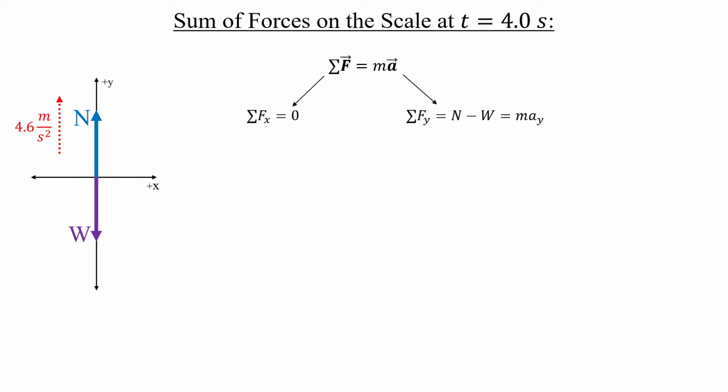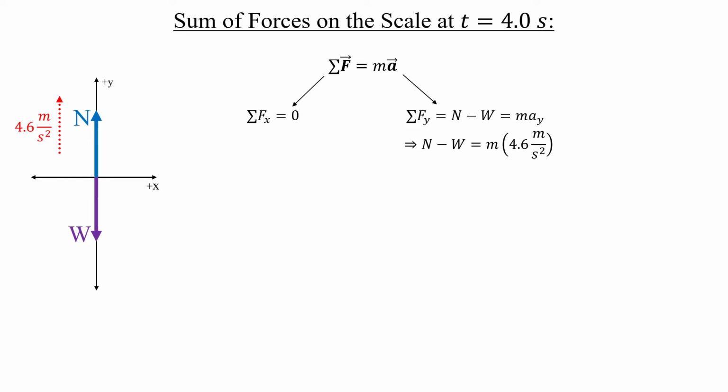In the other direction, we have the normal force pointing in the plus y direction and the weight pointing opposite to that. So that's why we have normal force minus weight, and that's equal to the mass times the acceleration in the y direction at the t equals 4 seconds that we solved for. And I can plug that into our next line here so we don't forget about that. And remember, when I was setting up the free body diagram, I said that the normal force is the scale reading. That's what we want. So let's solve for that.